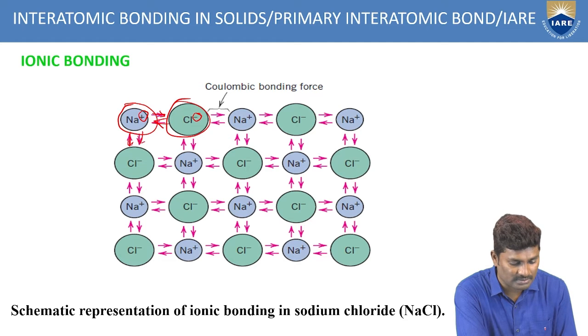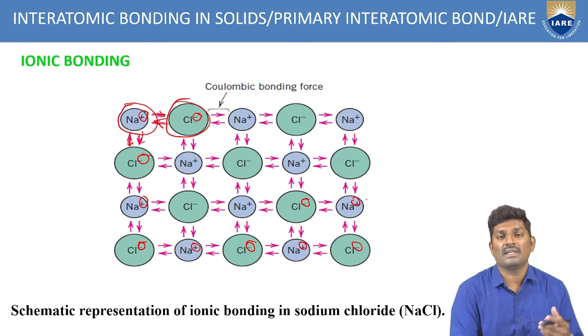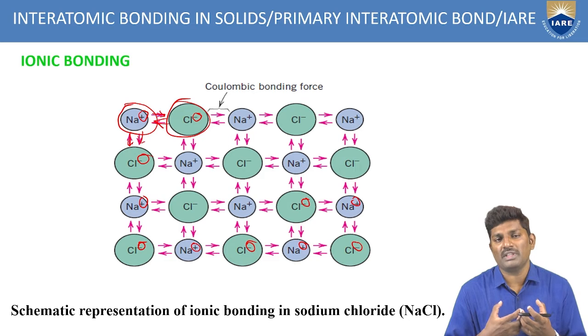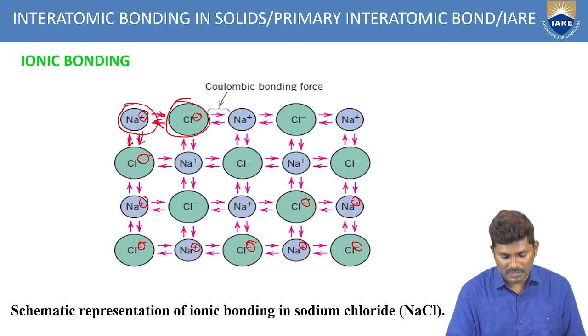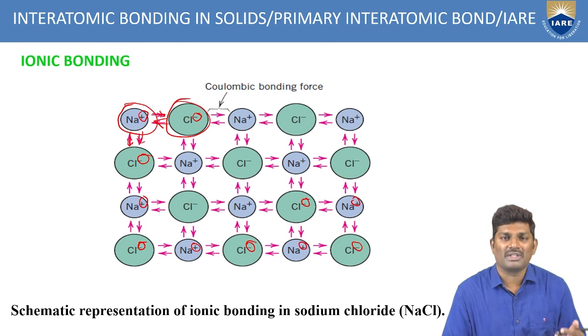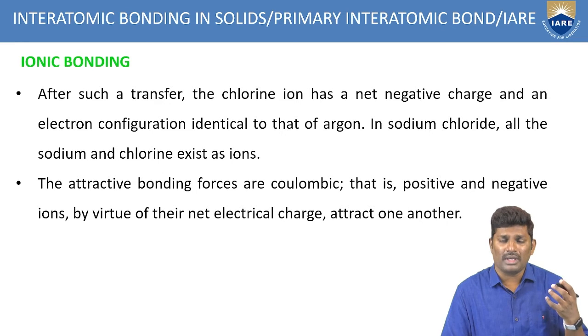vertically. Wherever you see, you can see the positive and negative. Whether horizontally or vertically, you can see all the positive and negative charges. Because of these charges, there is a strong attractive force between the ions in order to get a good bonding. So this is the schematic representation of ionic bonding in sodium chloride. There is a good attractive force that is called a Coulombic force.